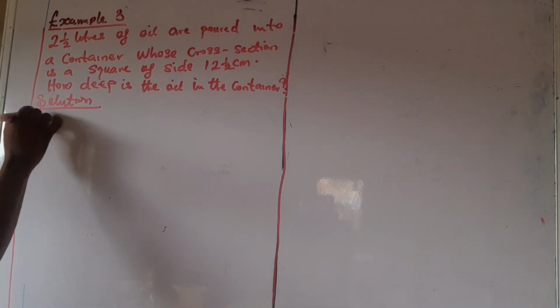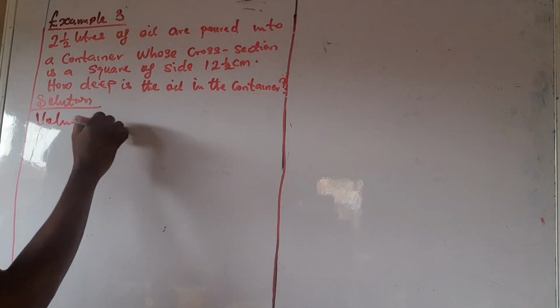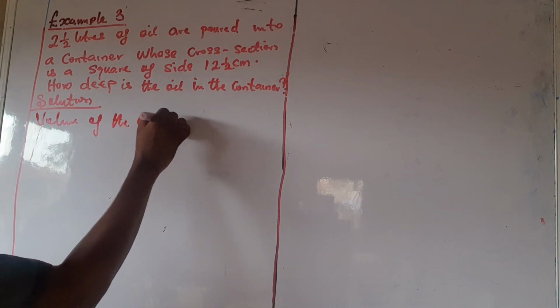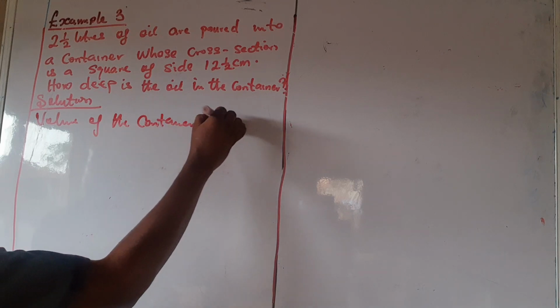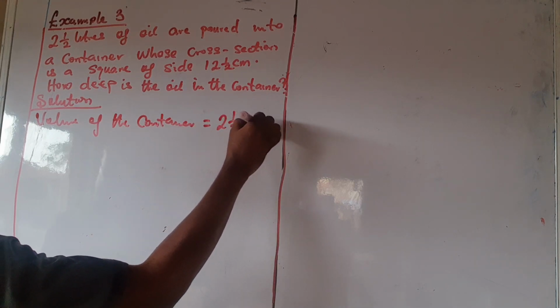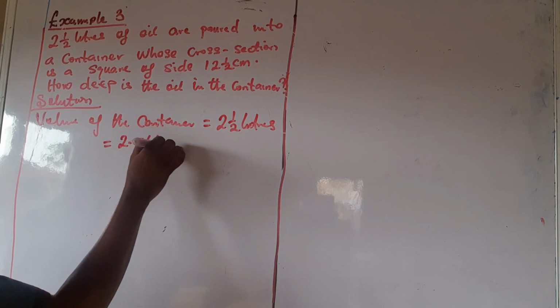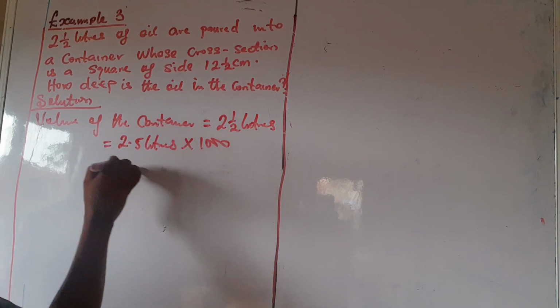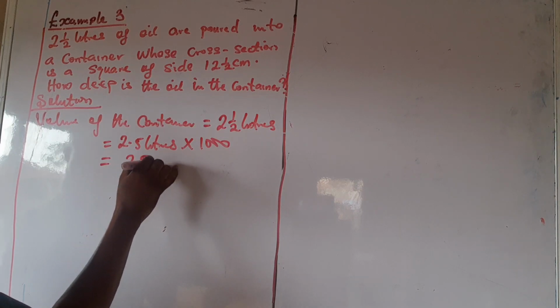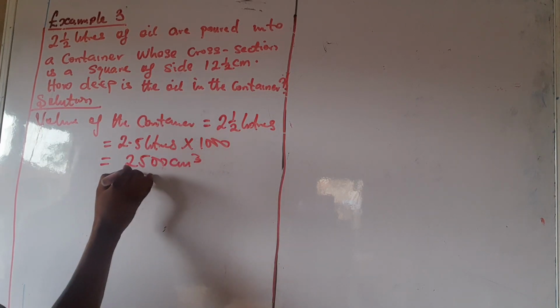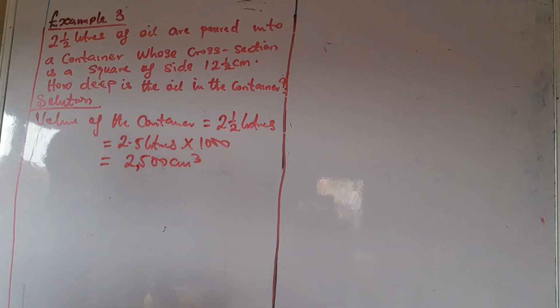So from here, we have the volume of the container, which is equal to 2.5 liters. So you want to convert this, that is 2.5 liters times 1,000. And that will give us 2,500 centimeter cube. So 2,500 centimeter cube is the volume of that container.